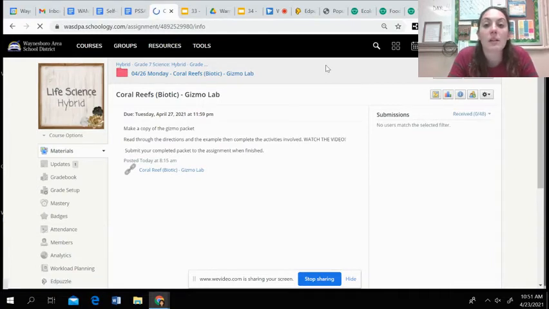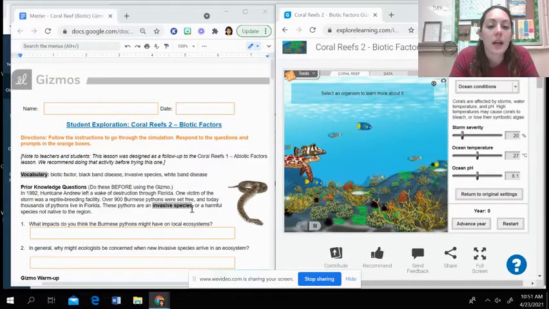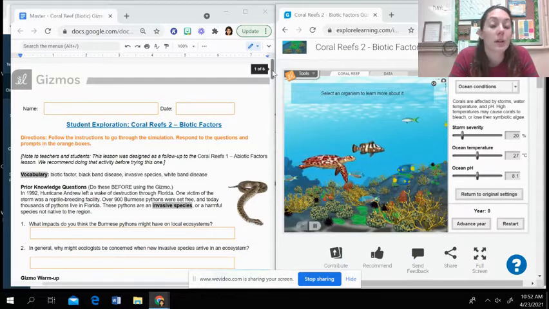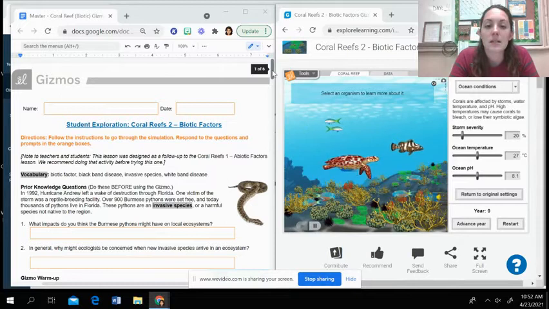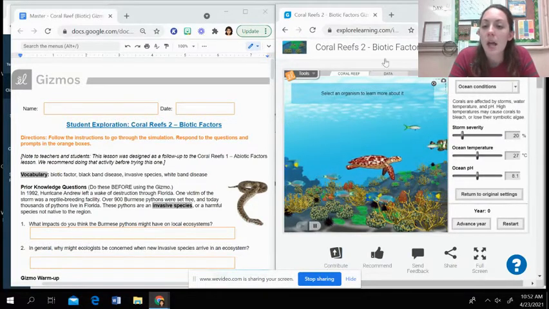Copy, and then we're going to get started. So you should have your Coral Reef Biotic Gizmo Lab. Please make sure you are working through the right one. This is now looking at different living things and how it affects our ecosystem. And then you should also have the Gizmo Lab open.